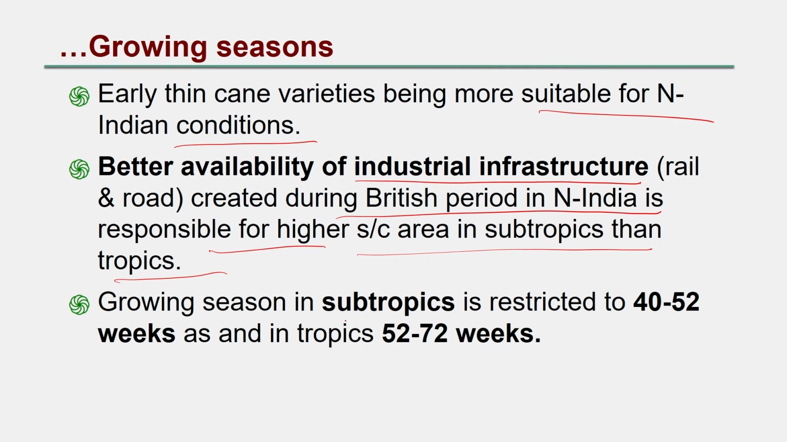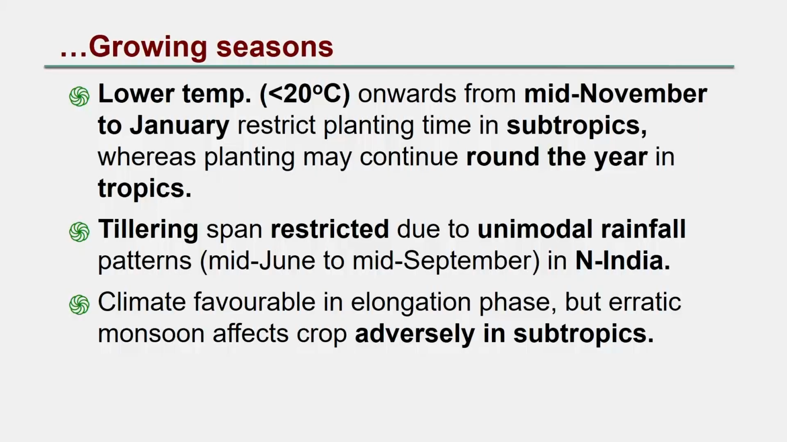So growing season in subtropics is restricted to 40 to 52 weeks and in tropics it is 52 to 72 weeks. So you can see that the growing period of sugarcane crop is generally longer in tropical areas, and as compared to tropical region, it is shorter in northern regions. Low temperature less than 20 degrees centigrade from mid-November to January restricts planting time in subtropics, whereas planting may continue round the year in tropics.